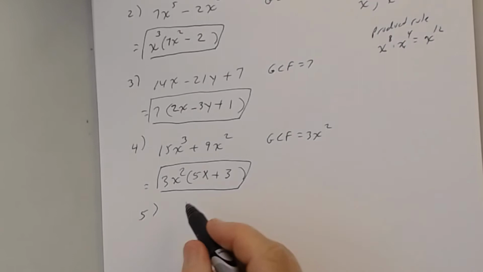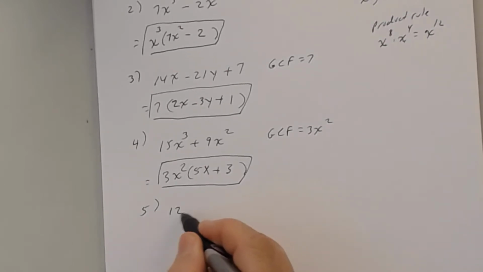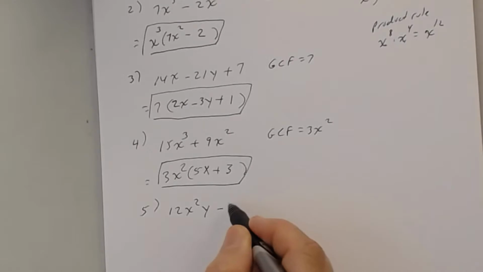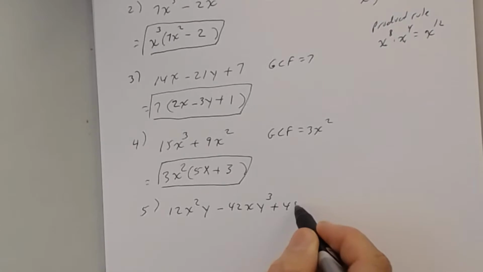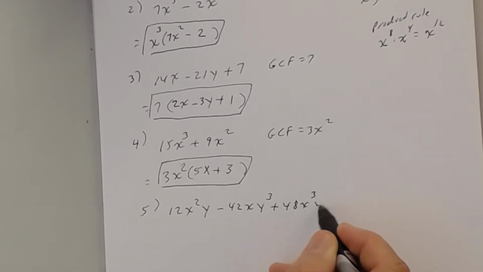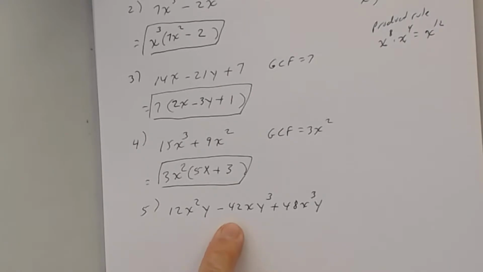Number 5, suppose we had this. Suppose we had 12x squared y minus 42xy cubed plus 48x cubed y. All right, first thing you always need to do is find the GCF. So let's look at the coefficients first. 12, 42, it's negative 42, but let's just do 42, and 48. What's the GCF? 6.